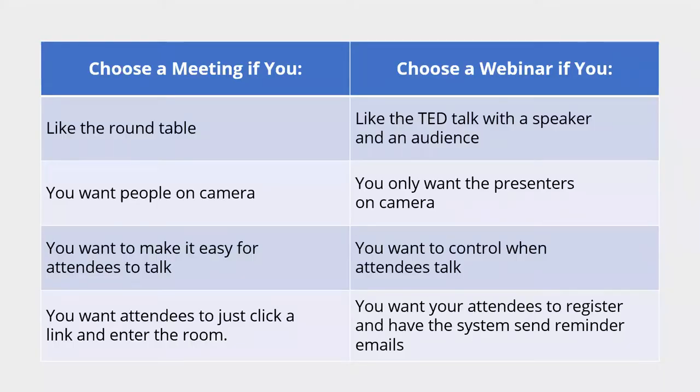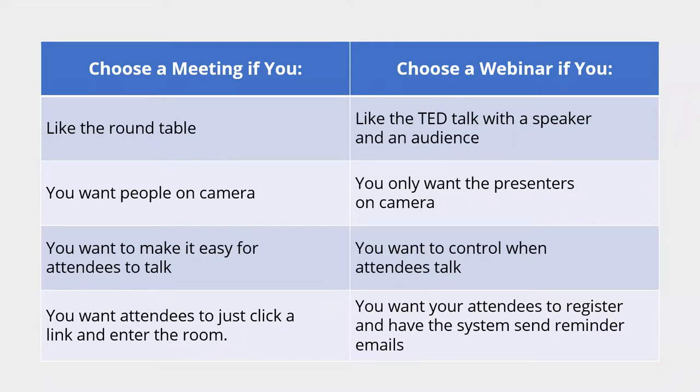So Kristen actually came up with this analogy, and I thought it was perfect. Choose a meeting if you like the round table. You want people on camera. You want to make it easy for attendees to talk. And you want attendees to just click a link and enter a room. You don't want them to register and worry about that. So for the weekly event, or if you're just meeting with a couple of people, the meeting is where it's at. That's why most people just have the meeting module. But choose a webinar if you want the TED Talk. So those are the two versions: the round table for the meeting, or the TED Talk for the webinar.